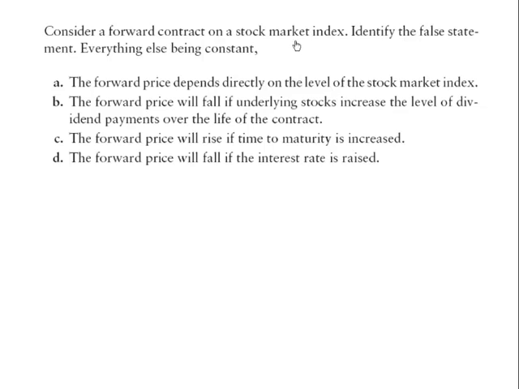Consider a forward contract on a stock market index. Identify the false statement. The forward price depends directly on the level of the stock market index. So what is the forward price equal to? It is equal to the spot into e raised to the power (r minus r star) into t. R is the risk-free rate, r star is the continuously compounded dividend yield. So the forward price depends directly on the level of the stock market index. That is correct, it depends on S.